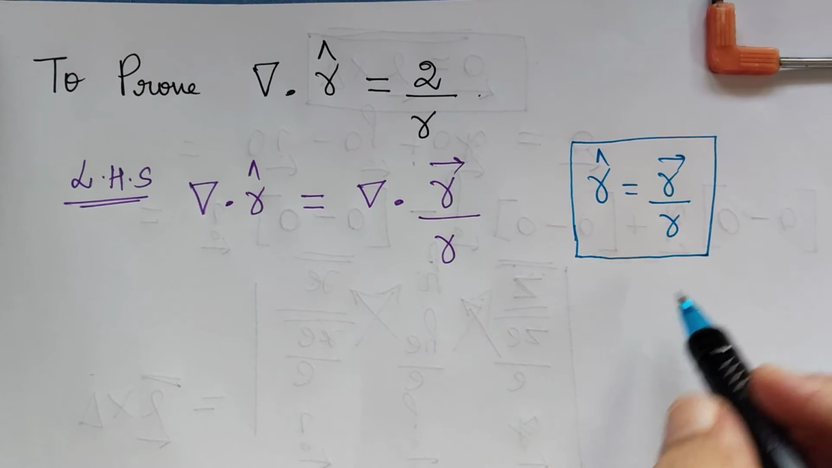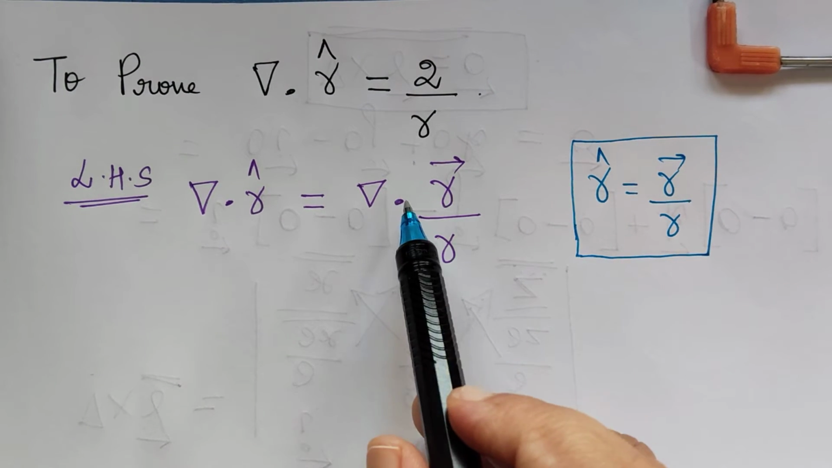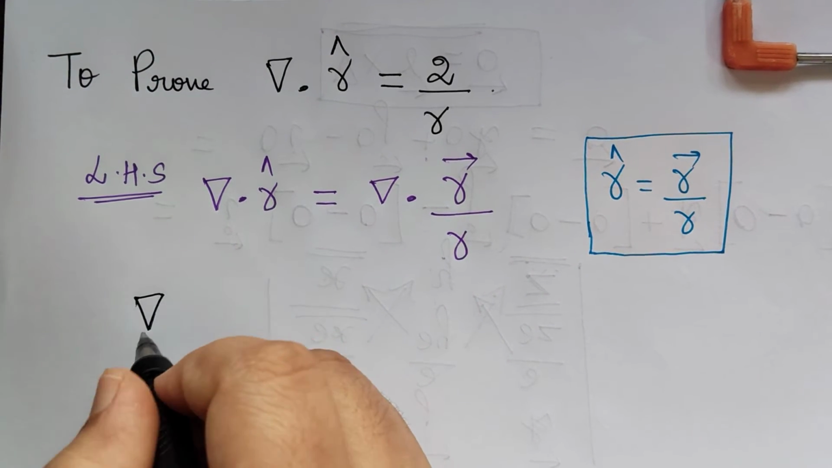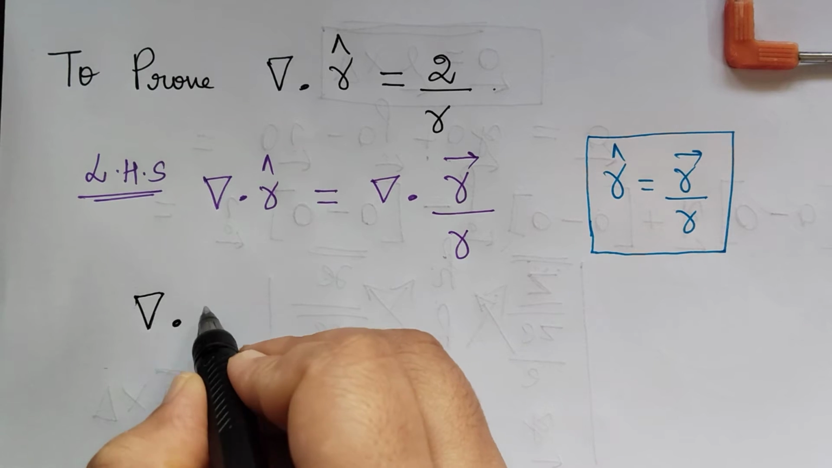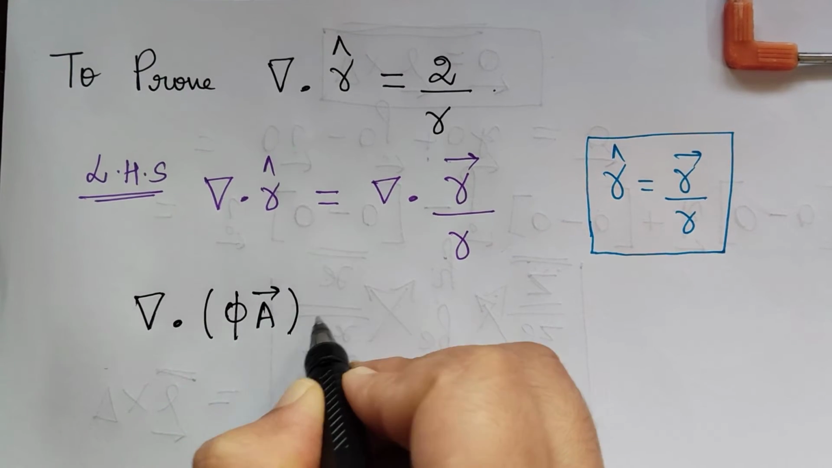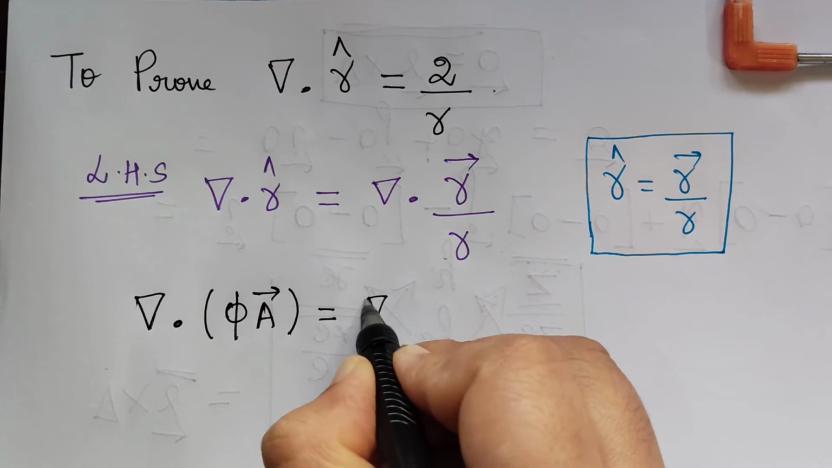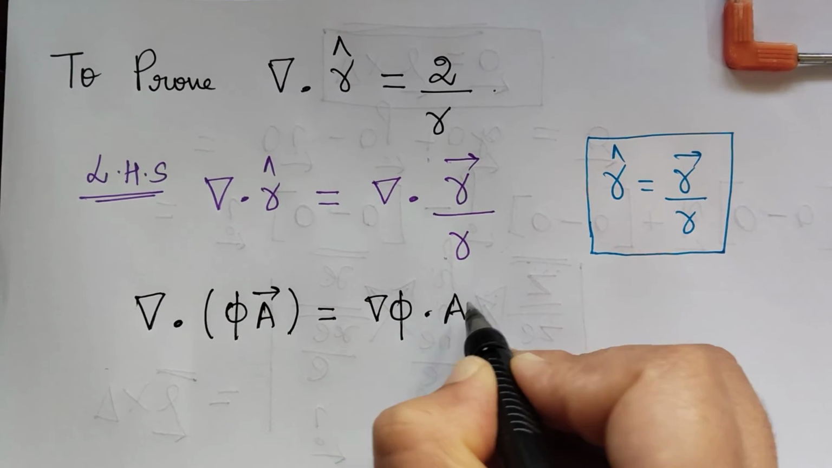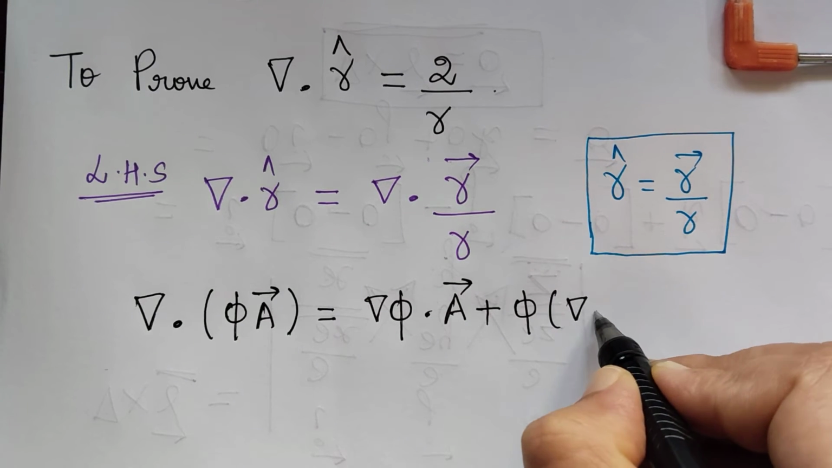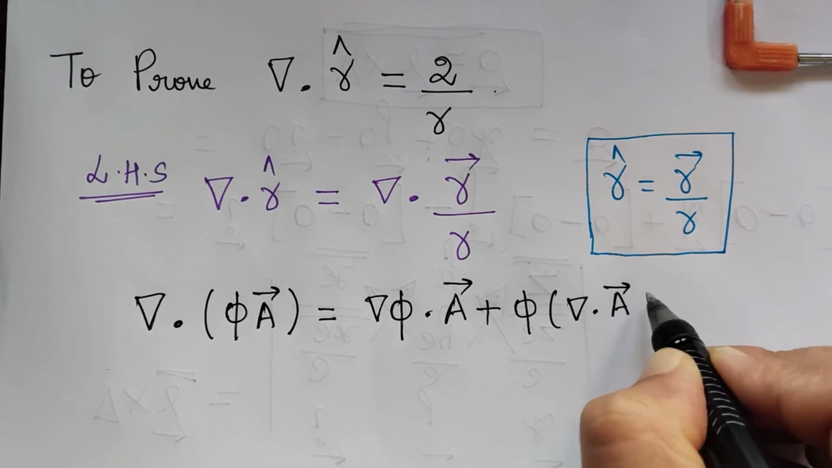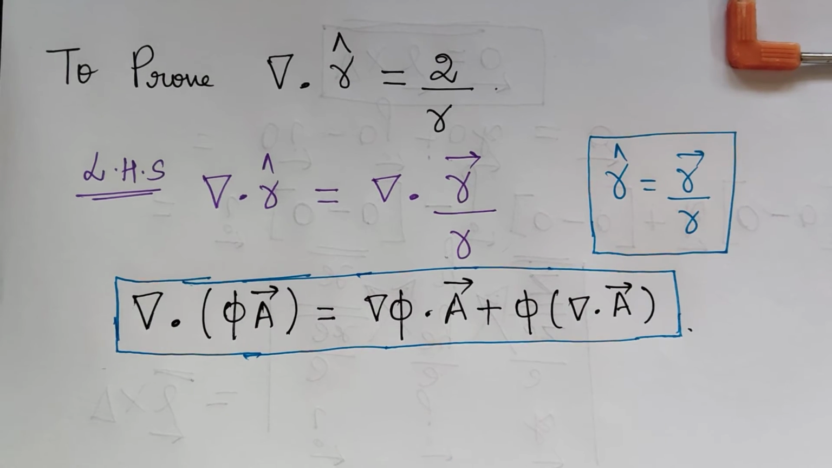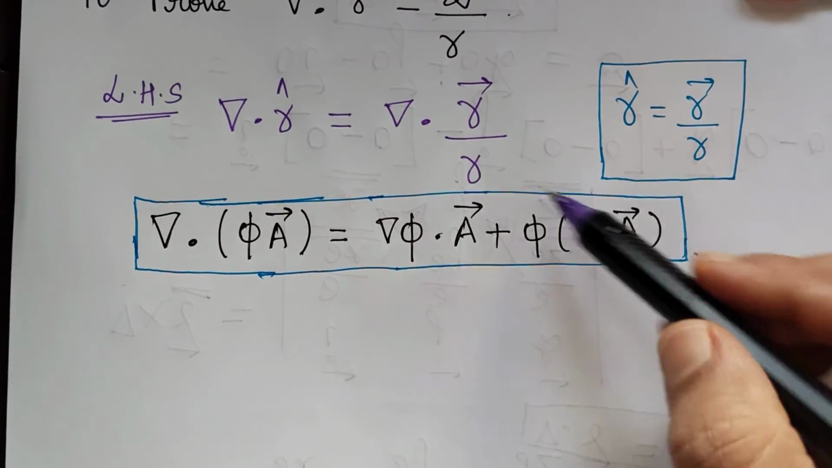Now secondly, we are going to make use of another formula, that we just learned. Nabla dot product with a scalar point function and a vector point function is equal to what? Nabla phi dot product with a vector plus phi multiplied with nabla dot product with a vector. So this is the second formula that we have learnt, and it is the formula that we will be applying over here.